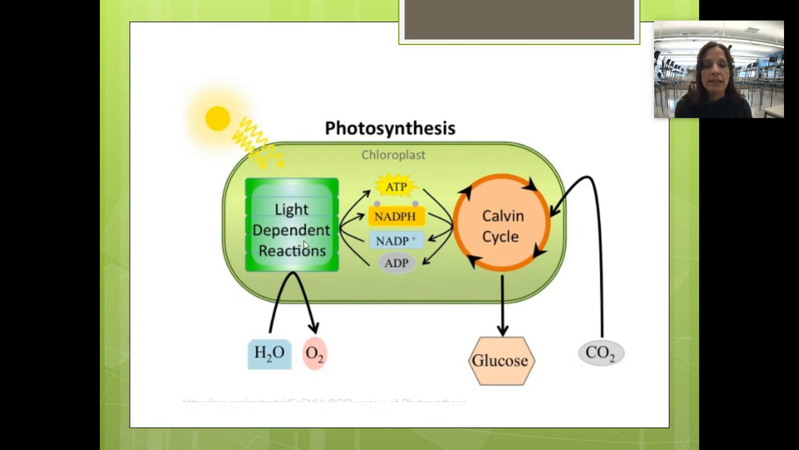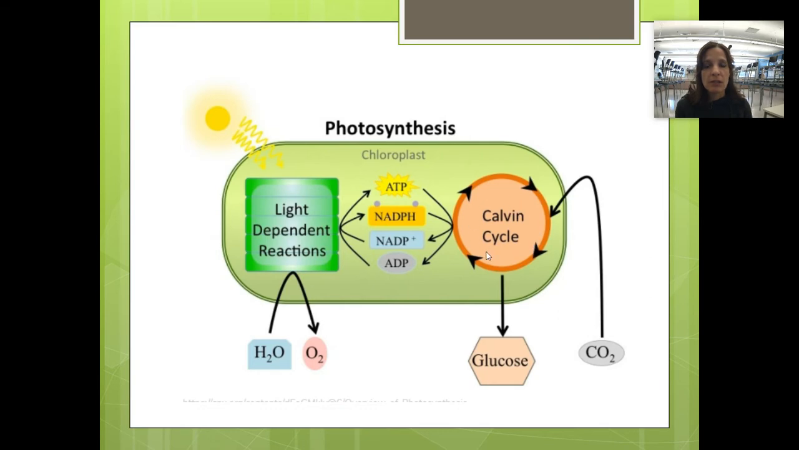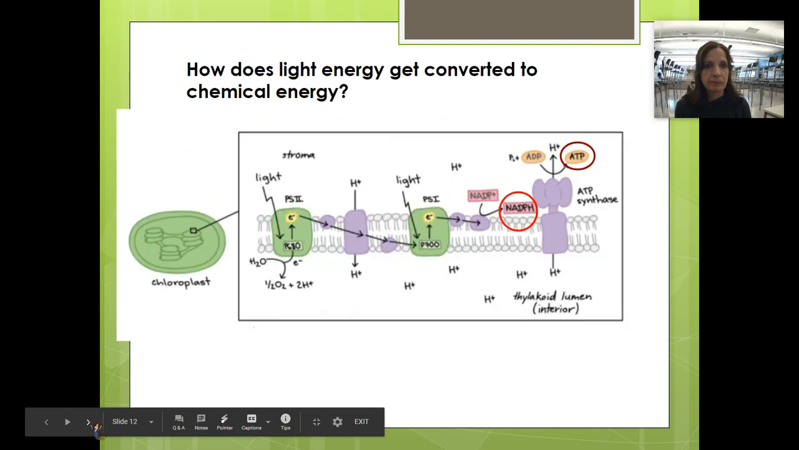So the purpose of the light-dependent reaction is to take in the sun's energy, which is not usable, and turn it into chemical energy that can then be used in the Calvin cycle, and that's usable. So ATP and NADPH from the light-dependent reactions get used in the Calvin cycle to produce glucose and other carbohydrates. Carbon dioxide from the atmosphere is also put into the Calvin cycle, and this is where plants absorb that carbon dioxide. Okay, so let's look at the light-dependent reaction first.